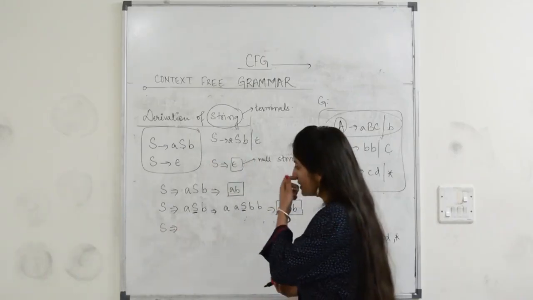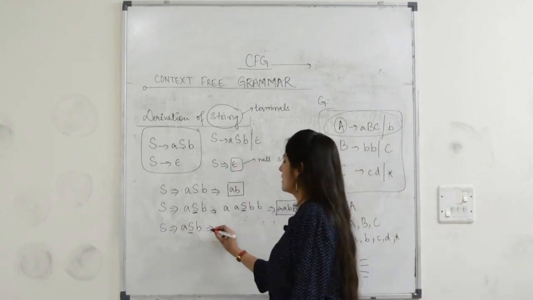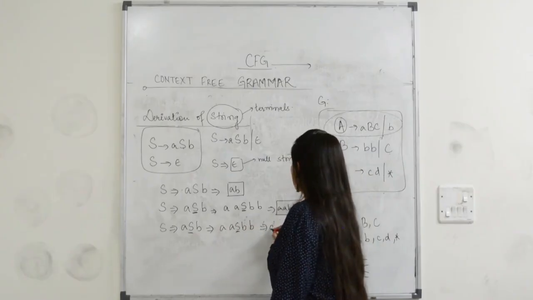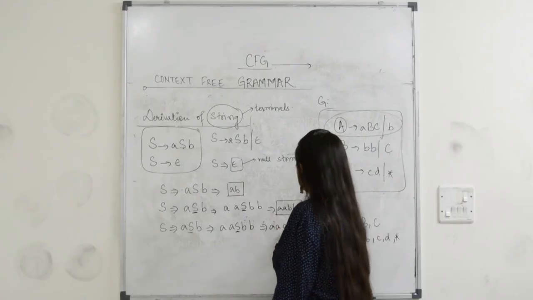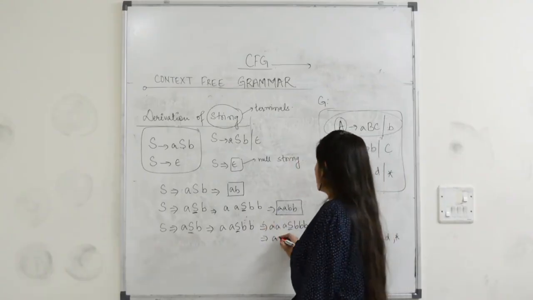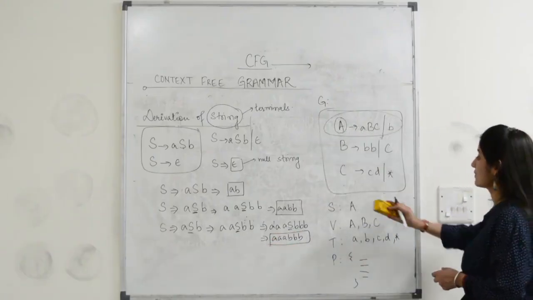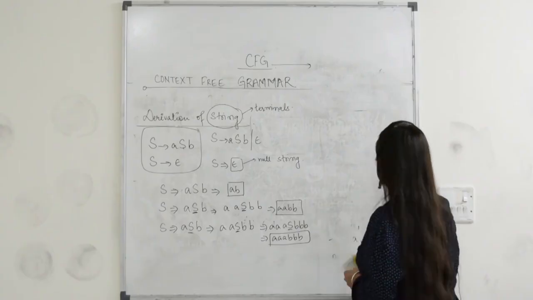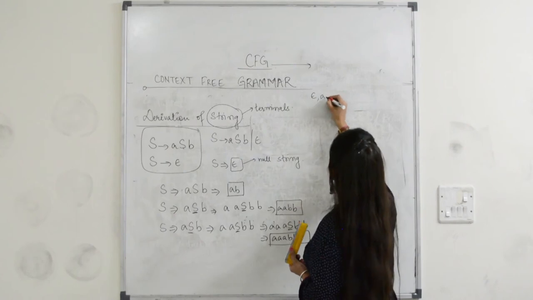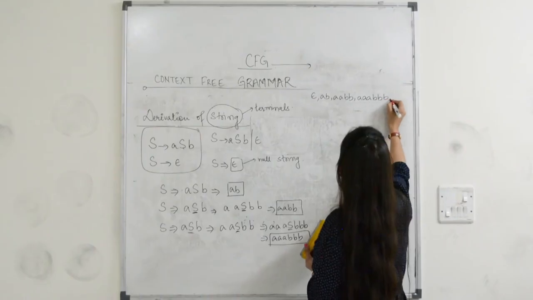Coming to some more derivations, again we'll use ASB. At the place of S we'll put ASB. Again at the place of S we'll put ASB, then BB, and at the place of S we'll again put epsilon and we'll get AAABBB. So this is the next string. So if I write all the strings: epsilon, AB, AABB, AAABBB.